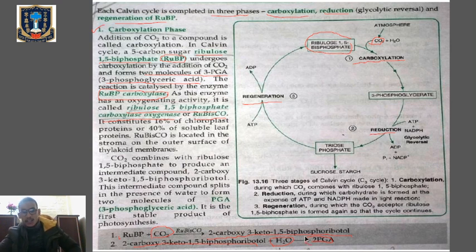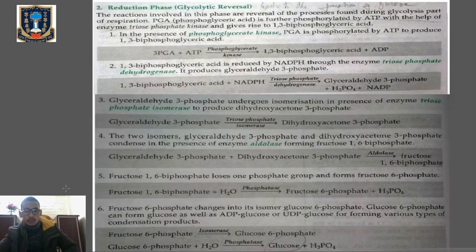Clear? Okay. Now let's go to the second step, which is called the reduction. In reduction there will be formation of glucose. So in the reduction phase there will be formation of a glucose molecule. So let's talk in detail.